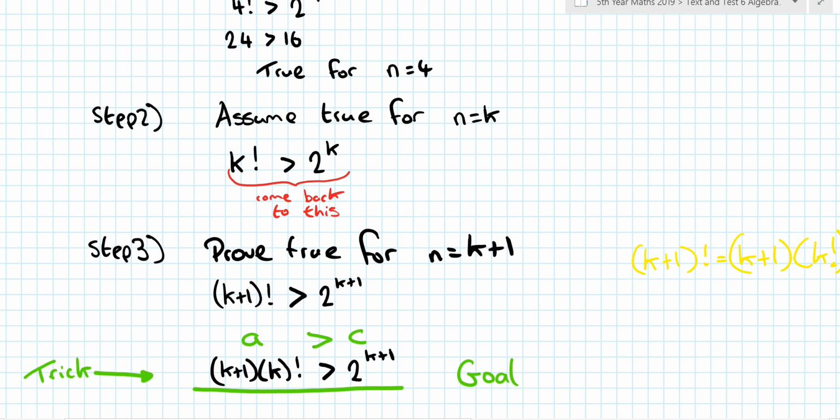So the trick: go back to step 2. What would I have to do to the left-hand side here to make it look like that left-hand side? I would need to multiply it by k plus 1.